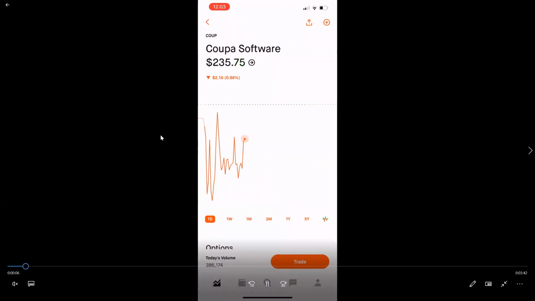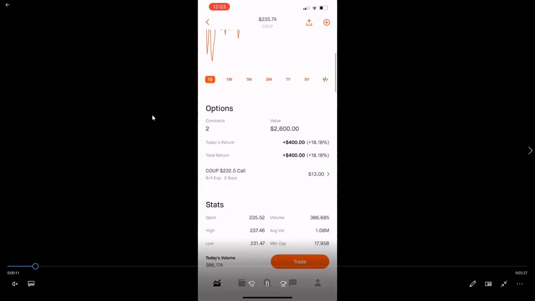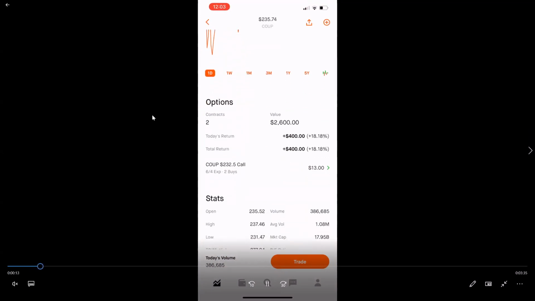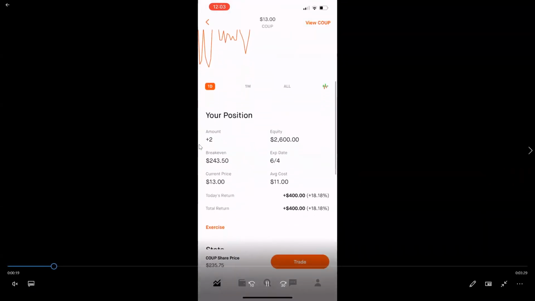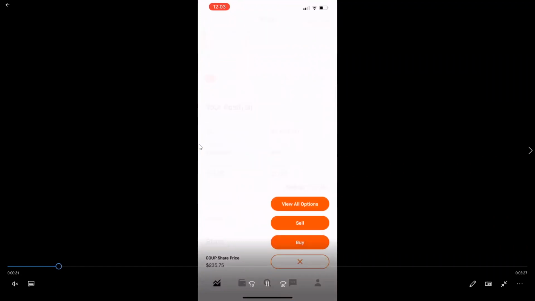All right. So if we're looking, I'm seeing Coupa's red. It's at 235. Our play is up 18%, right? So that's beautiful. So you say, oh, shit. Oh, I'm out of day trades. I want to secure this bag, right?